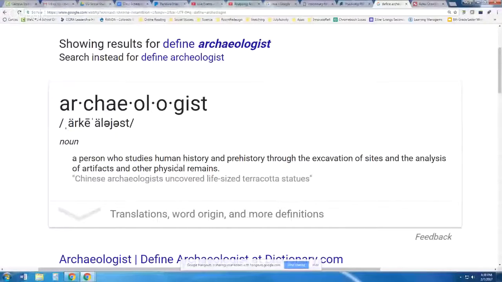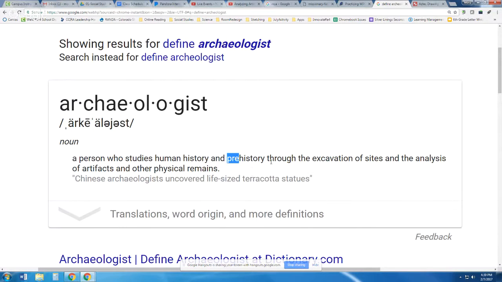So an archaeologist is a person who studies human history and prehistory through the excavation of sites and the analysis of artifacts and other physical remains. So that's kind of a heavy definition. So big idea, okay? You're going to study history and prehistory. So history has to be written down. If it's not written down, it's prehistory.